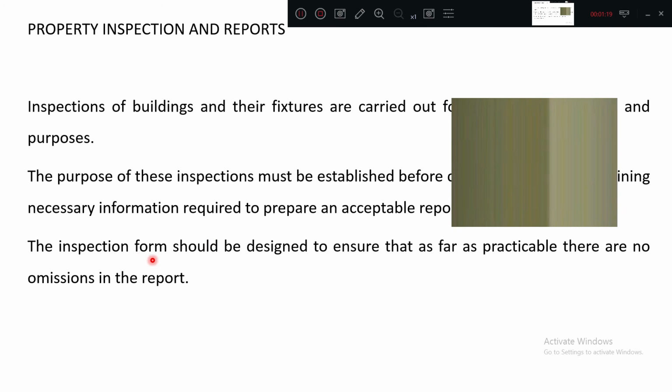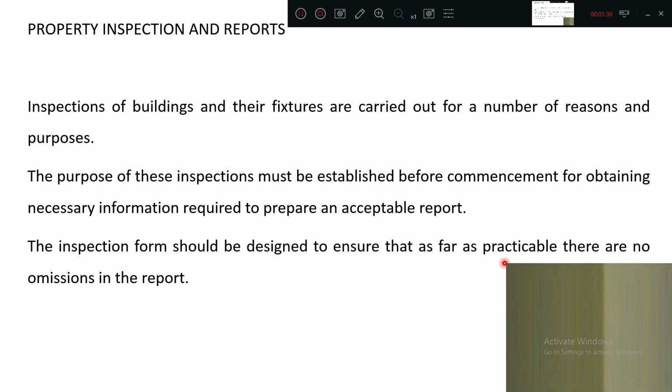The inspection form should be designed to ensure that, as far as practicable, there are no omissions in the report. Means how we are going to do the inspection. The inspection should contain all the practices or procedures such that no single element is left out to fill in later in the report. After completion of the work there should be a written document, which we call a maintenance report. It is prepared by the authorized inspector and submitted to the client, owner or customer.